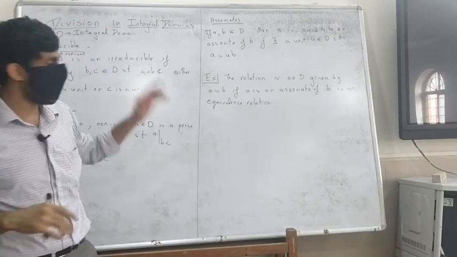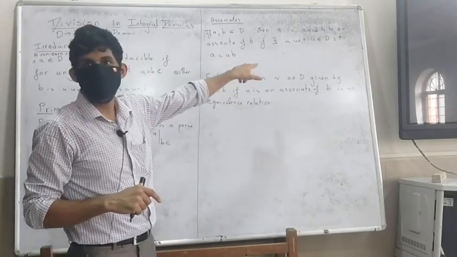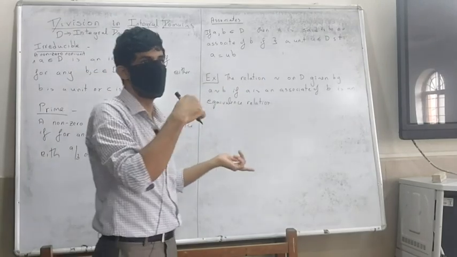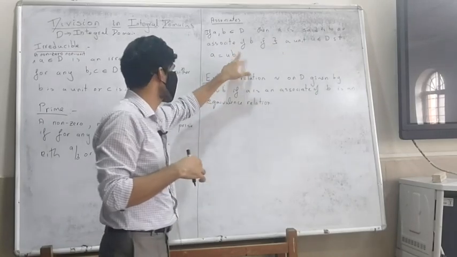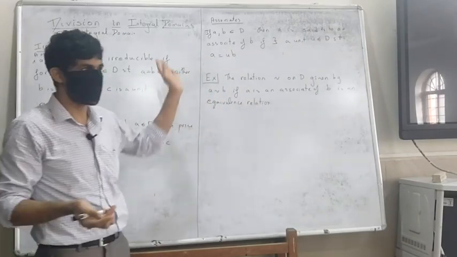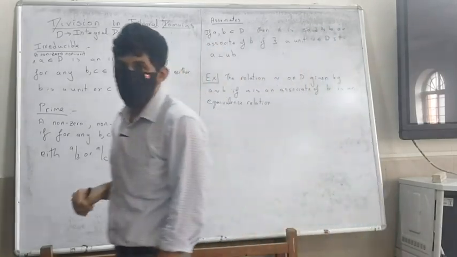Symmetric. So if A is related to B, that means I can write A as U times B. How will I write B as some unit times A? U inverse, right? Multiply throughout by U inverse, because U is a unit, so it has a multiplicative inverse. So you get B is U inverse A. That's it. So symmetry. What about transitive?